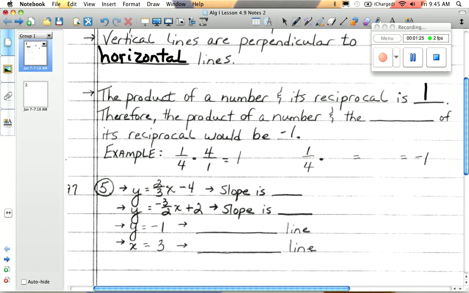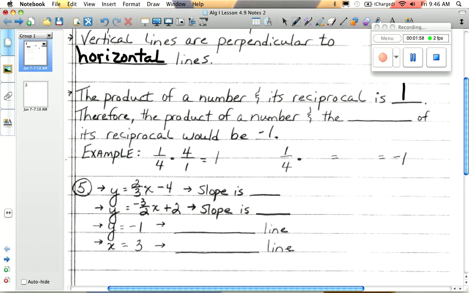Let's talk about some negatives. -3/4 times -4/3. Yeah, -3/4. Its reciprocal is -4/3. So if a number is negative, its reciprocal is negative, because when you multiply them together, they have to give you a +1. And you can't get a positive without multiplying either a positive times a positive or a negative times a negative. So that's the definition for a number and its reciprocal.